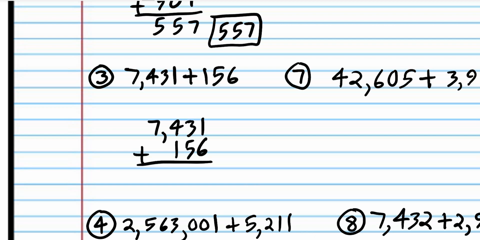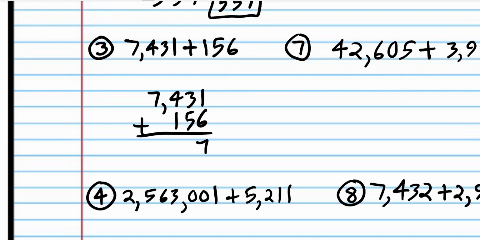All right, 6 plus 1 is 7. 5 plus 3 is 8. 4 plus 1 is 5. 7 plus 0 is 7. Count 3 places over. 1, 2, 3. Put your comma. Final answer is 7,587. Rectangle your answer, and there you go.